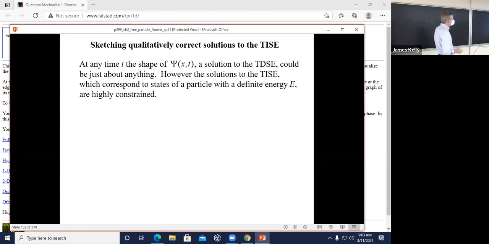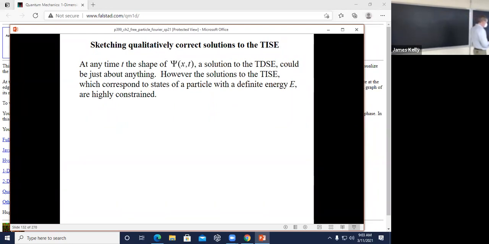So the first thing I want to point out is that when we look at the time-dependent Schrodinger equation, at any time, the wave function shape at that time could be just about any complex function you can make up, as long as it's normalizable, if we're talking about a single particle solution. But the solutions to the time-independent Schrodinger equation corresponding to a well-defined energy E are highly constrained. You can't have a solution corresponding to an energy E be just about anything. As we've been finding out, we get these infinite collections, but they're very definite shapes.